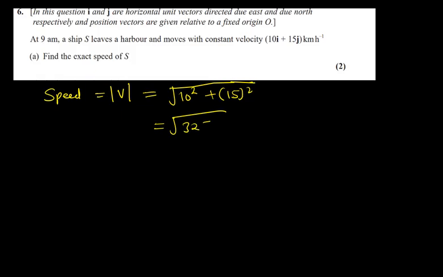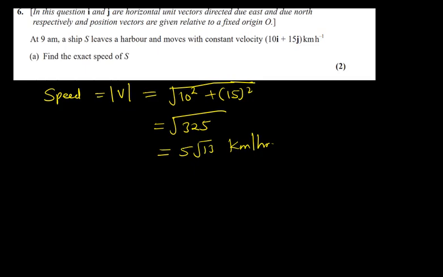We just need to do speed is equal to the modulus of the velocity vector, which is going to be the square root of the i component squared plus the j component squared. So you just do them separately and then you get the square root. So this will be the square root of 325, which when you simplify gives you 5 root 13 kilometers per hour.